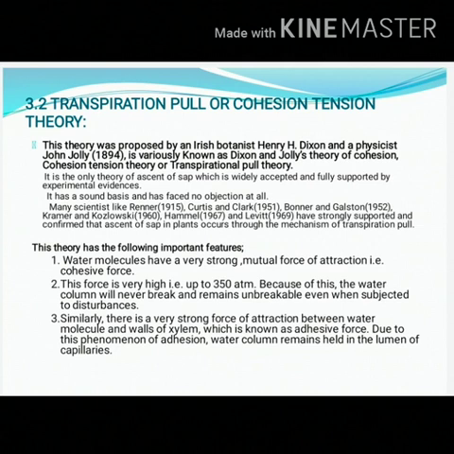It is variously known as Dixon and Joly's theory of cohesion, or cohesion tension theory, or transpirational pull theory. It is the only theory of ascent of sap which is widely accepted and fully supported by experimental evidence. This theory has a sound basis and has faced no objection at all, and many scientists like Rayner, Curtis, Clark, Bonner, Gilstone, Kramer, Hamill, Leavitt have strongly supported and confirmed that ascent of sap in plants occurs through the mechanism of transpiration pull.